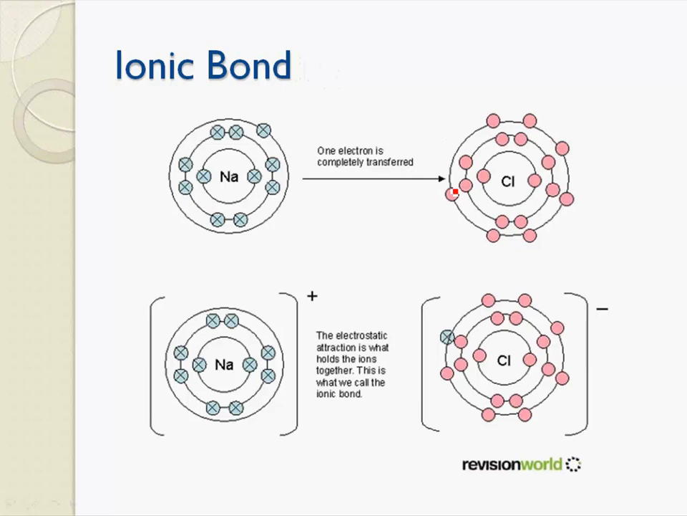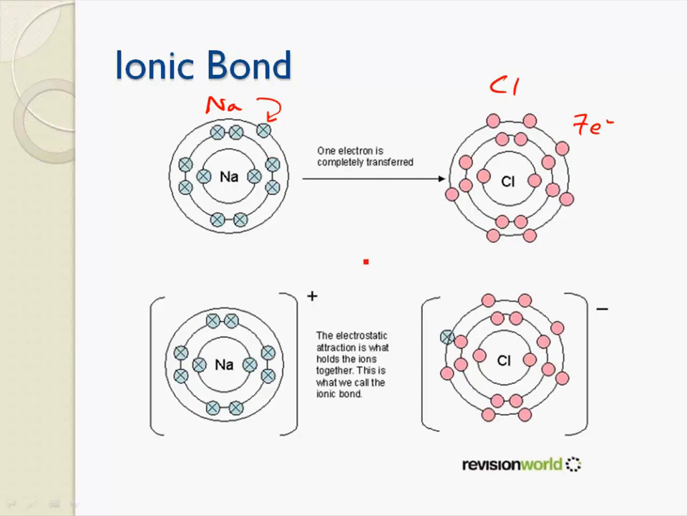I wanted to show you what it looks like when we look at the Bohr models of our atoms, okay? Let's say we have sodium, okay? This is sodium. This is what the Bohr model looks like for sodium. Notice that there is 1 electron in the valence shell for sodium. And then we have chlorine. Notice that there are 7 electrons in the valence shell for chlorine. In the outside shell, there are 7 electrons.